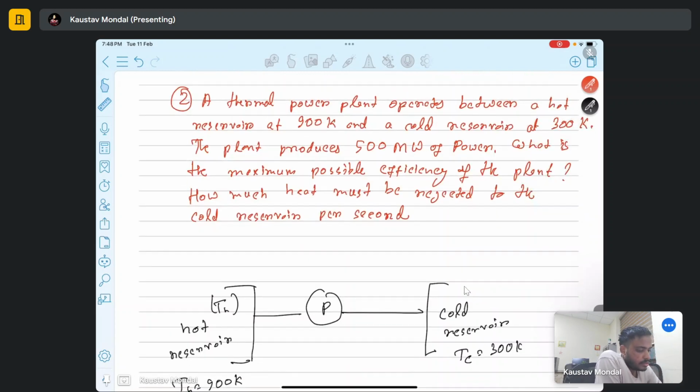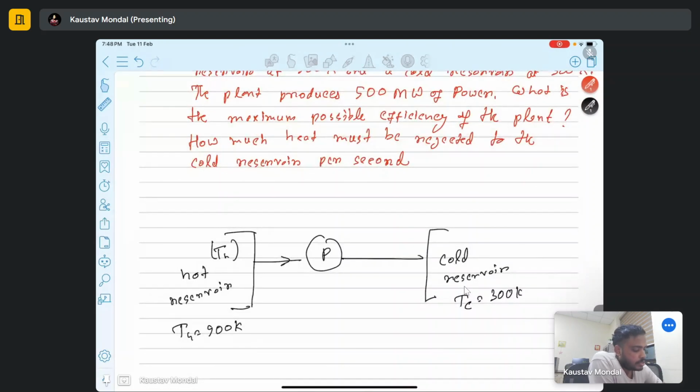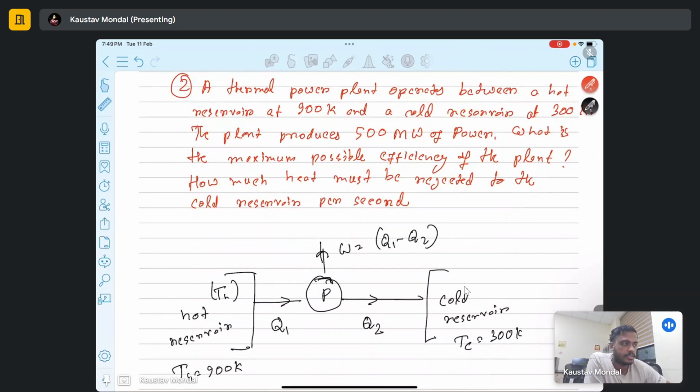Now basically what it does, this power plant draws energy from the hot reservoir and does some work. During this procedure, after doing the work, the rest of the energy will be supplied to the cold reservoir, right? So Q1 heat is collected from here, Q2 is supplied here, so W will be equal to Q1 minus Q2, right? From this diagram you can easily figure out this power plant basically acts as a Carnot engine, right?